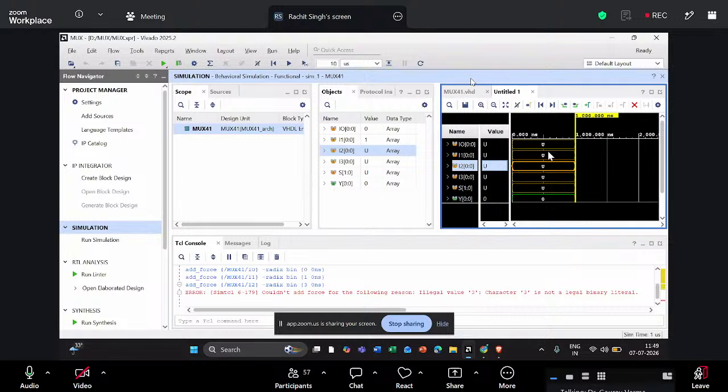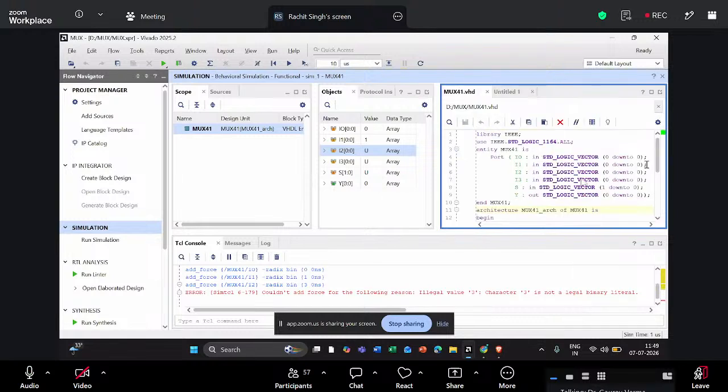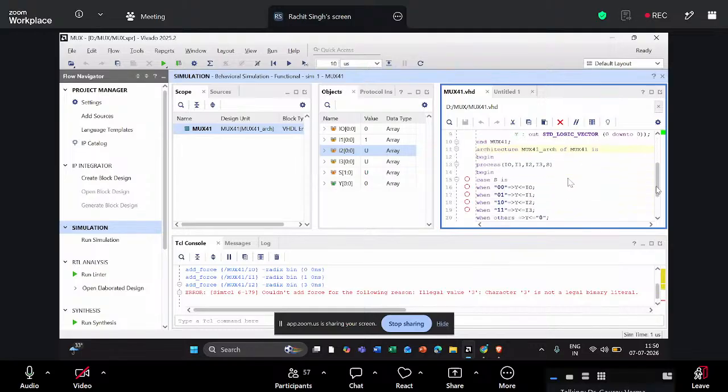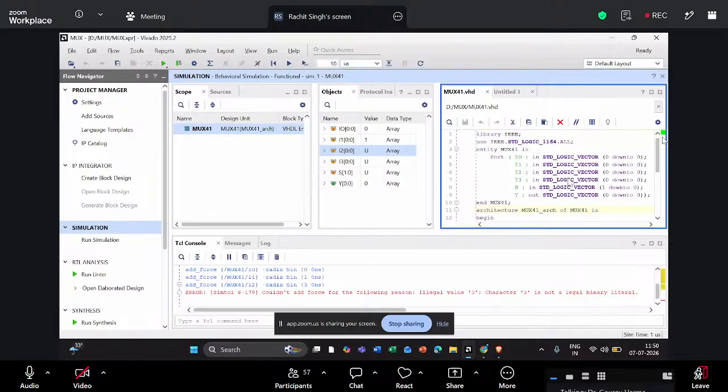Can you go into the Mux VSD program first? Okay, yeah, show me the VSD program. Okay, you have created IO. First of all, change this IO. Go on top. Go on top. First, you will close this simulation.